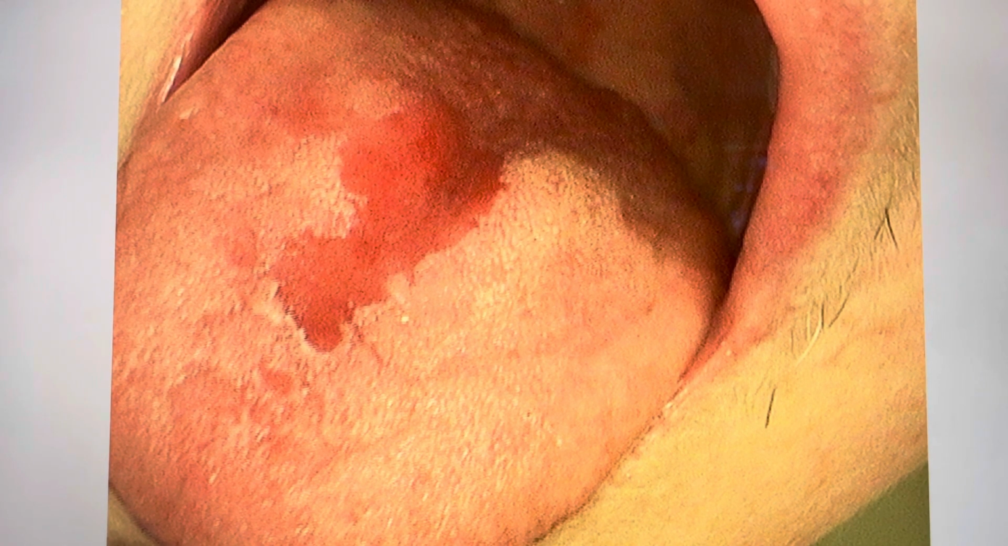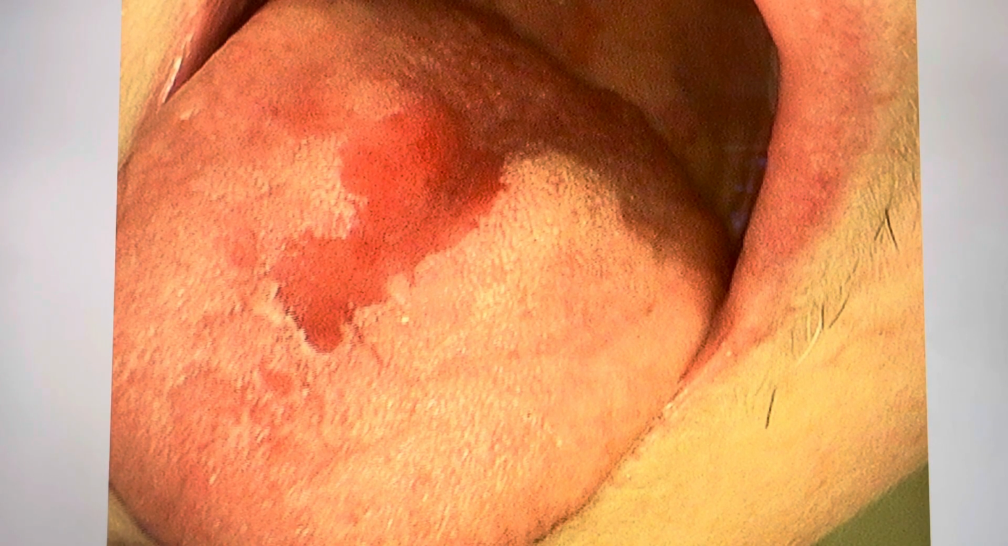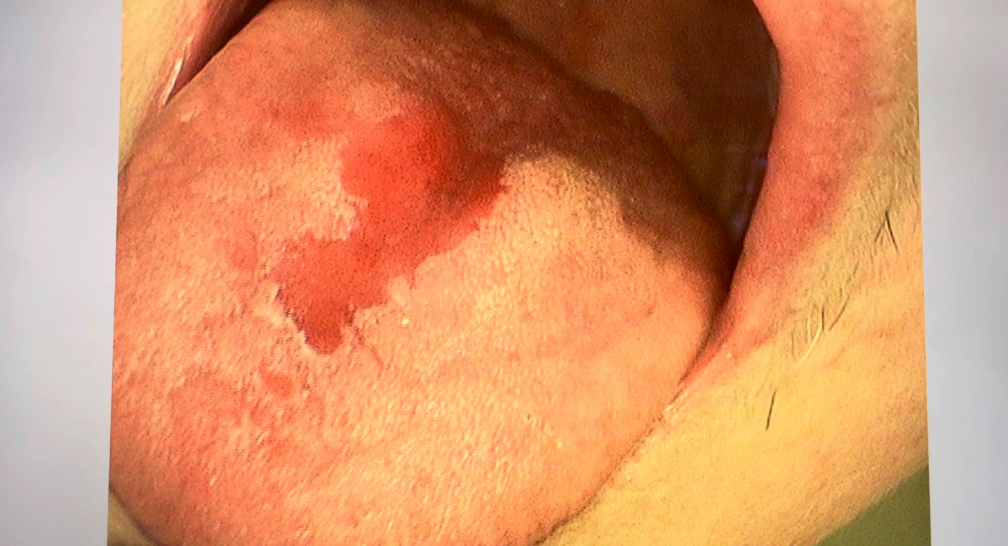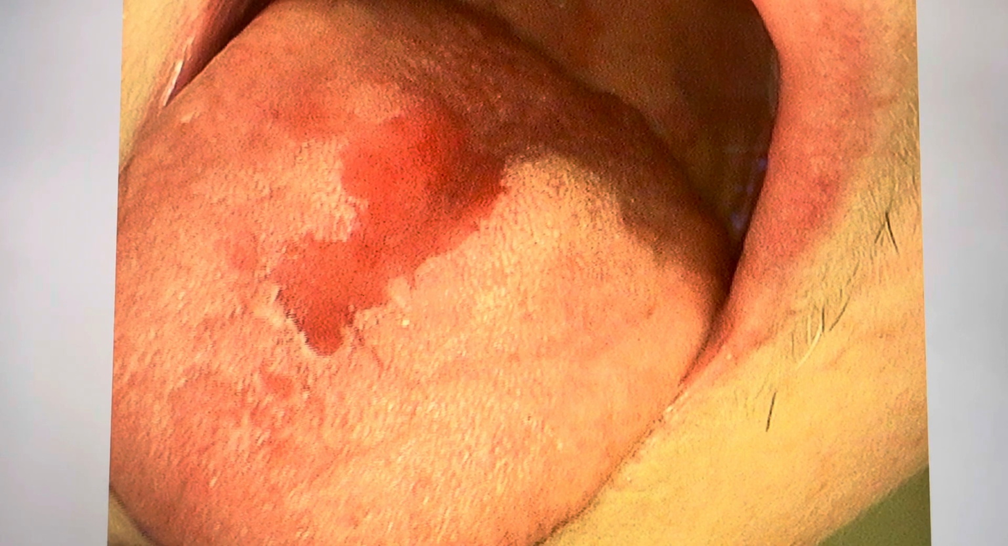I want to show you and share with you a very interesting case today. This patient was in the hygiene chair and her hygienist was working on her teeth. Her hygienist noticed this red patch on top of the tongue in the center and showed it to the patient. The patient had no idea about it, and both of them were very concerned, and they asked me to go to the room and check this lesion.